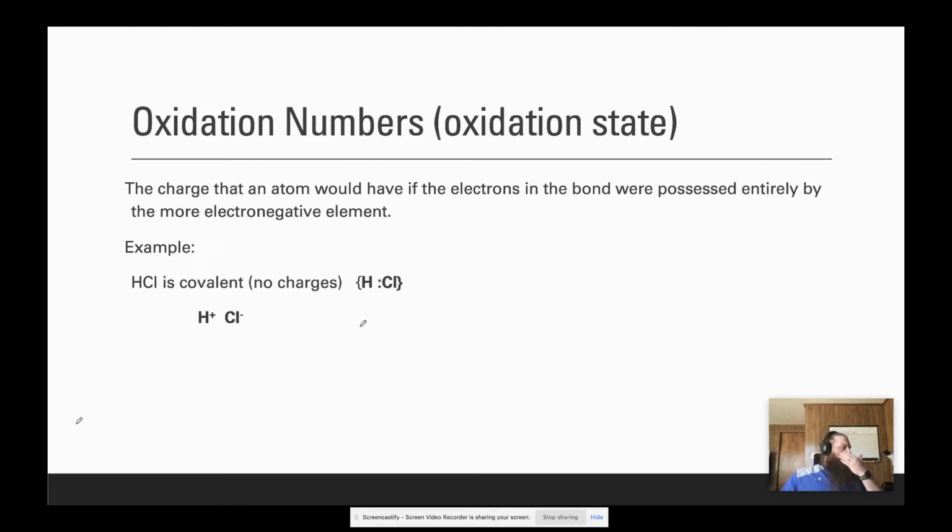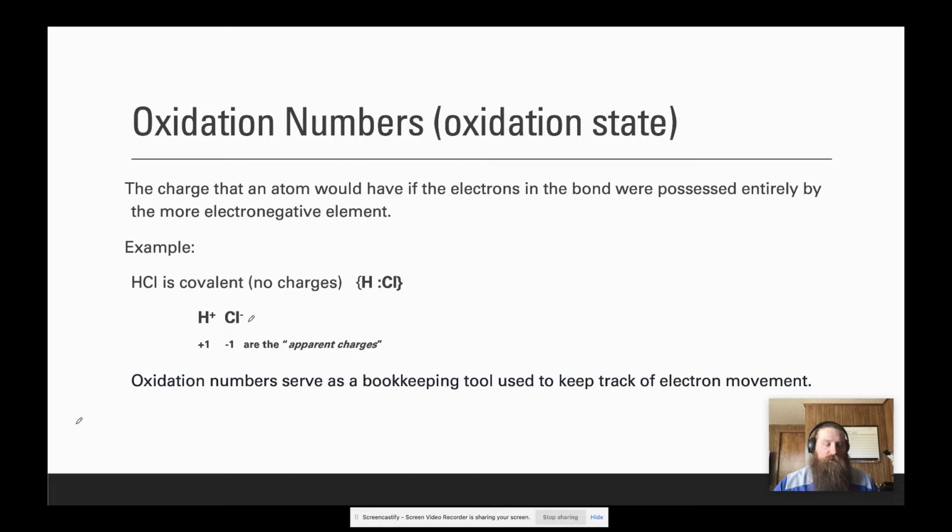So, HCl doesn't involve any charges, right? However, if the most electronegative element in HCl had the electrons all to itself, so in this case chlorine, then chlorine would be a -1 charge and hydrogen would be a +1 charge. We call these apparent charges or oxidation numbers or oxidation states.